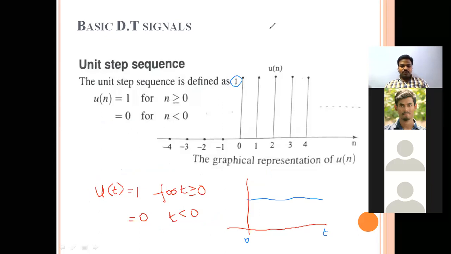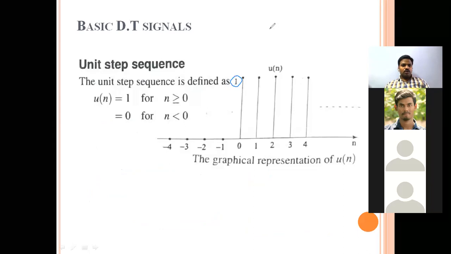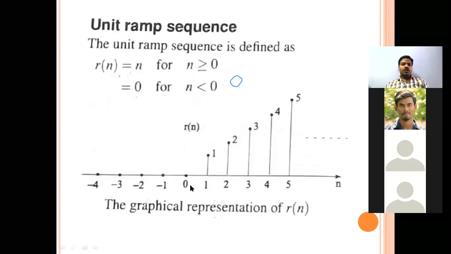Okay, now we are going to see one more type of signal, that is the next one, unit ramp sequence. Unit ramp sequence. Anyone, please respond, what is the unit ramp? What is the mathematical representation of a unit ramp signal or unit ramp function in the case of continuous time signal? Any one of you please respond.